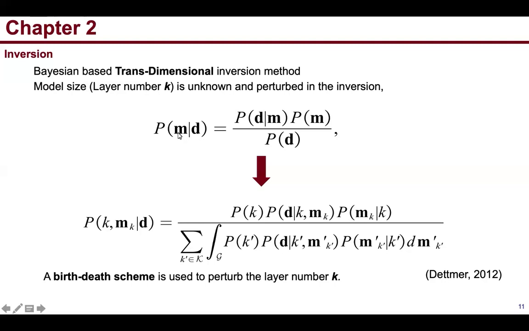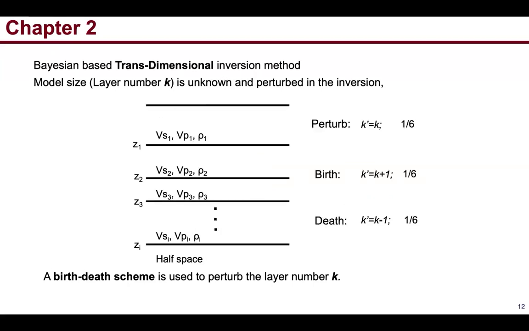During the inversion, when we incorporate another parameter, which is the model size, layer number k, the new posterior expression is changed to the bottom one. So here, the transdimensional inversion is implemented using the reversible jump MCMC through a burst depth scheme. The burst depth scheme is just like this.